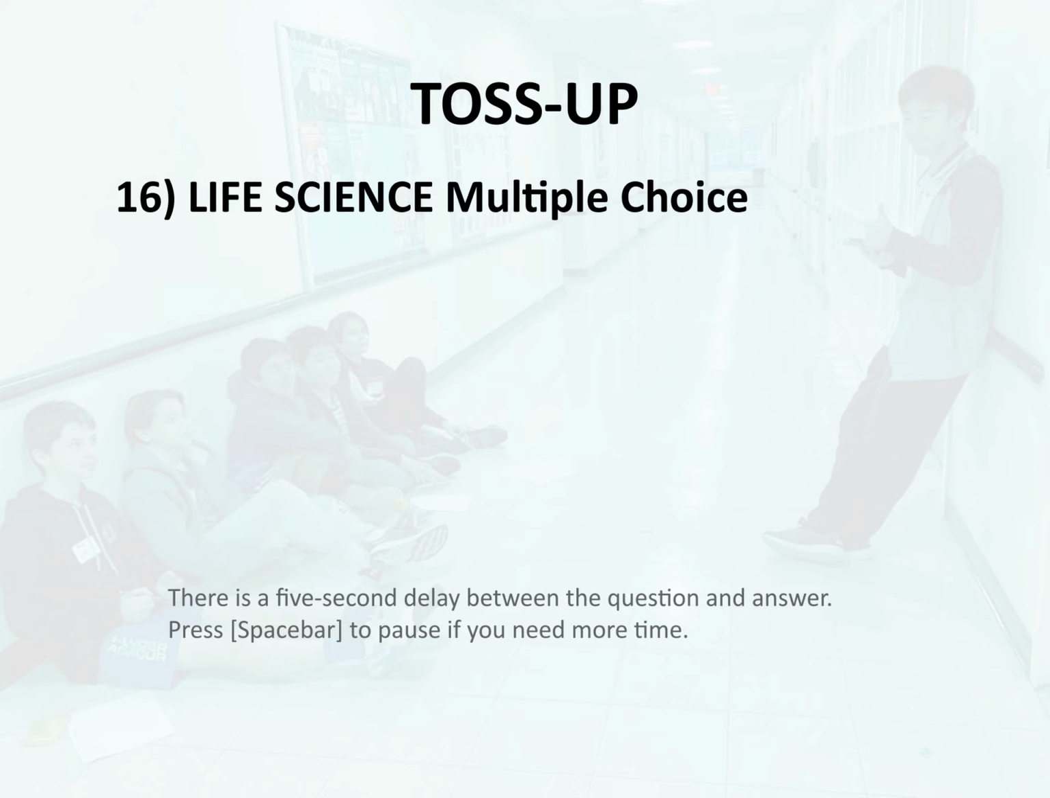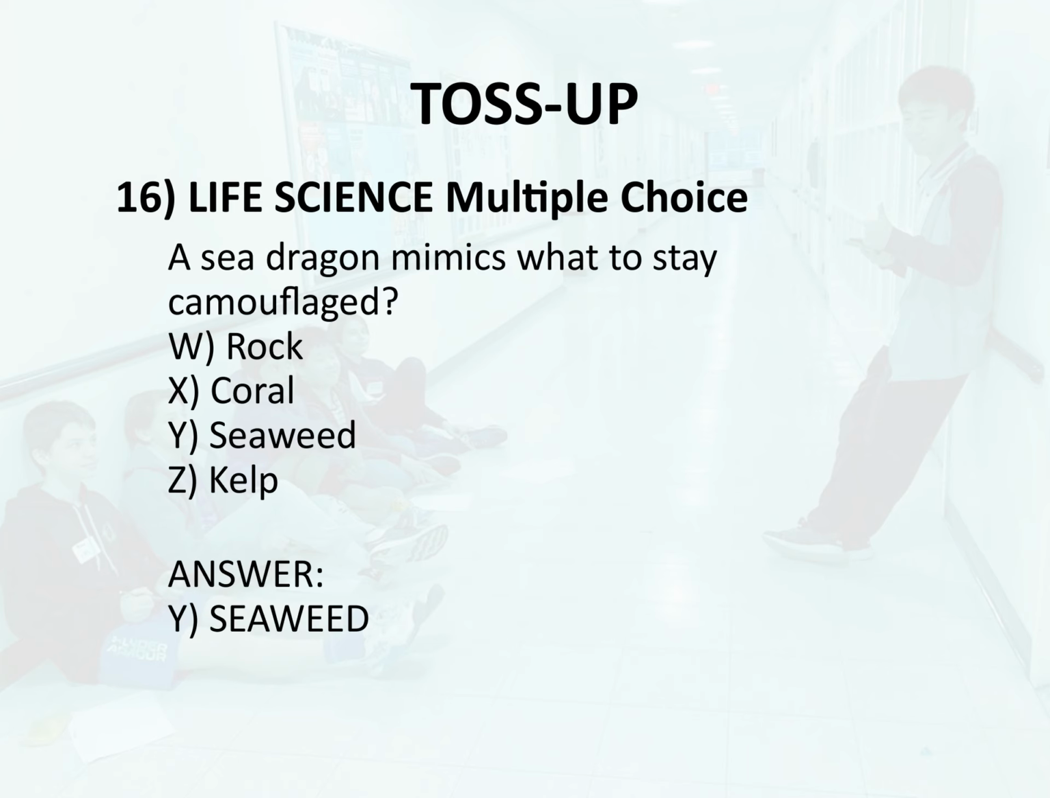Toss-up 16. Life science. Multiple choice. A sea dragon mimics what to stay camouflaged? W. Rock, X. Coral. Y. Seaweed. Z. Kelp. Answer. Y. Seaweed.